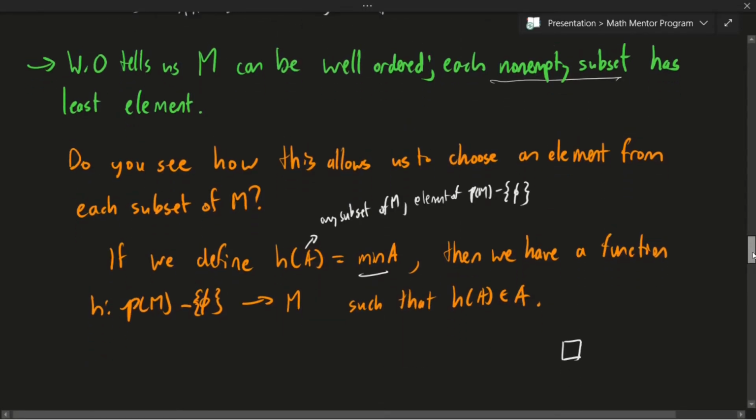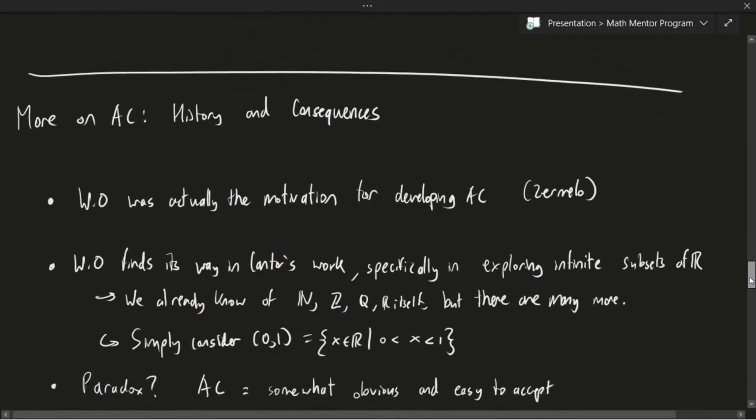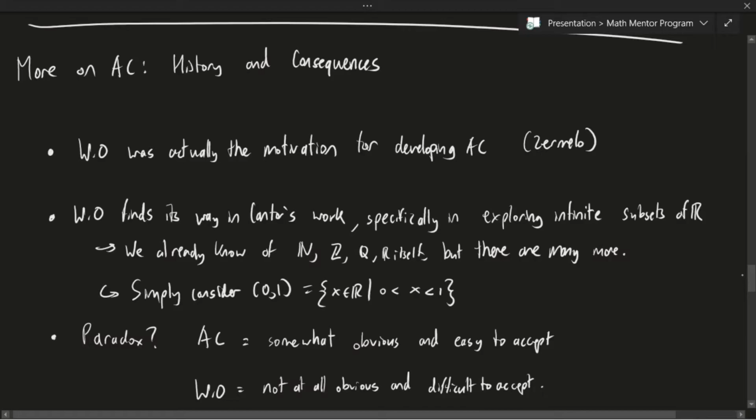So that concludes the bulk of the proof work that I wanted to do today. To conclude our whole saga on set theory, I'm just going to talk a little bit more about AC, some history and some of its consequences. I did make a big deal about WO being very non-intuitive, but it turns out that it was actually the motivation for developing AC. And this was Zermelo's idea, by the way.